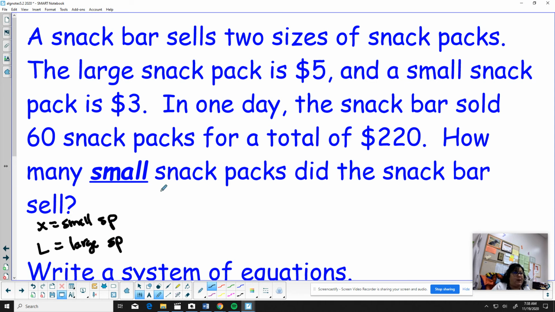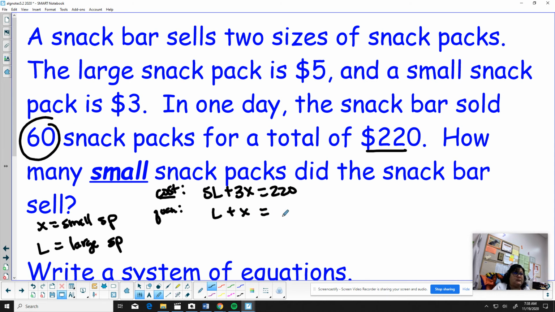All right, we want one about cost. So we're talking about how much these things cost. The large is 5, so 5L, and the small is 3, so 3x. And they told us the total money is 220. So that's my first equation. Then the other one's about quantity, how many we sold. We sold some large, we don't know how many, and we sold some small, and it totaled 60 snack packs.